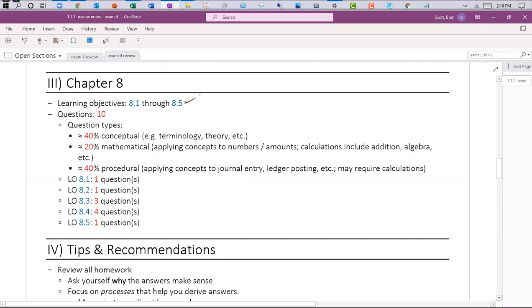8.1 to 8.5, 10 questions. Again, pretty heavy on the journal entry side of things. So sketch it out, use T accounts, whatever you can, sort of have a process so you can address these. Definitely 8.3, 8.4 being pretty heavy.